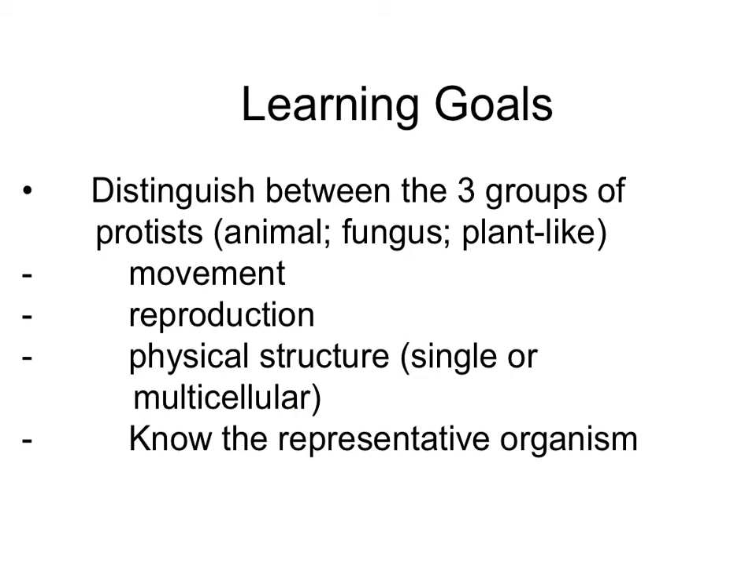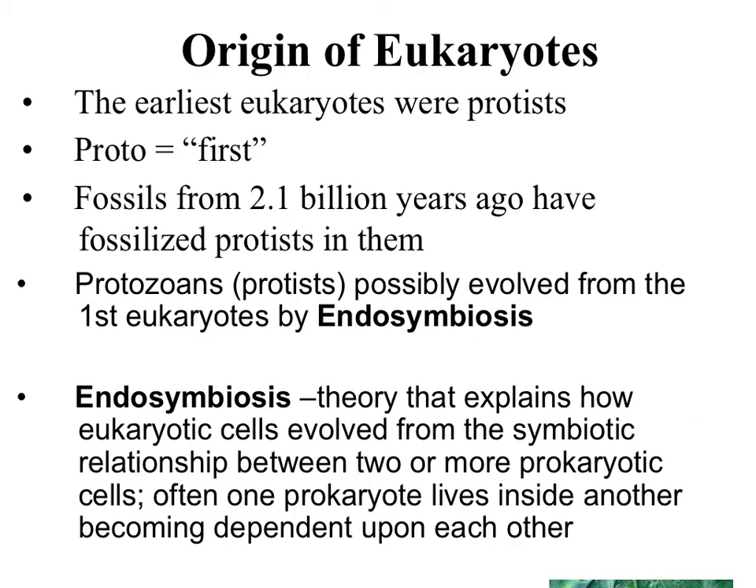Are they unicellular or multicellular, and what specific structural characteristics do certain representative organisms have? You also need to know the representative organisms. Protists were the earliest eukaryotes. Proto means first, so protists were our first eukaryotes.